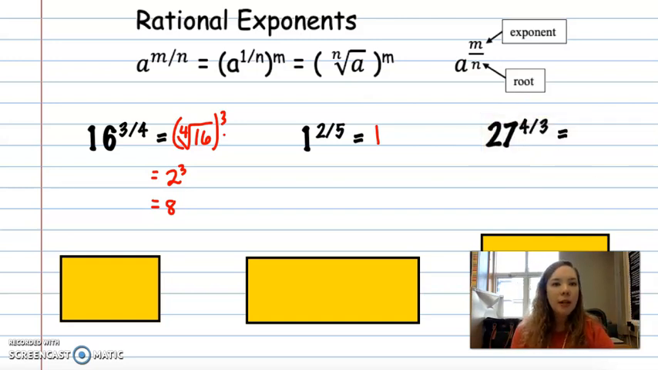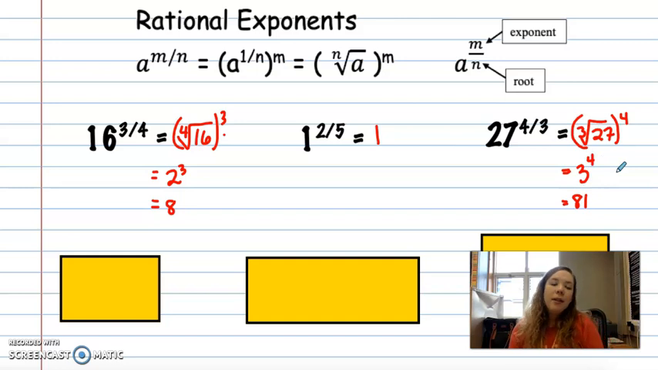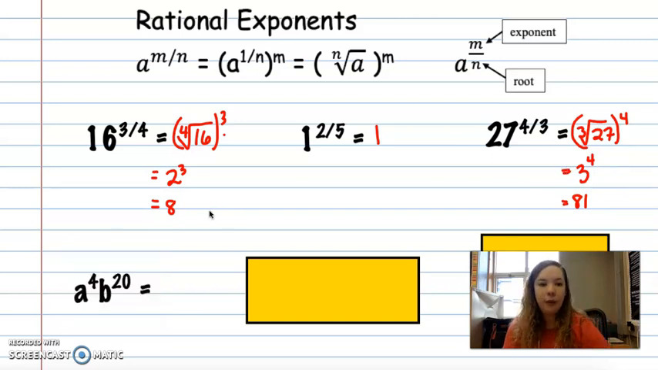Okay, 27 to the 4/3 means I'm going to take the cube root of 27, and then I'm going to take that to the 4th power. So the cube root of 27 is pretty common. You'll probably start to learn it, but it is 3. And then 3 to the 4th power is 81. And those are ones that I've just kind of learned because I use them so much, but you, of course, can always use a calculator for those.